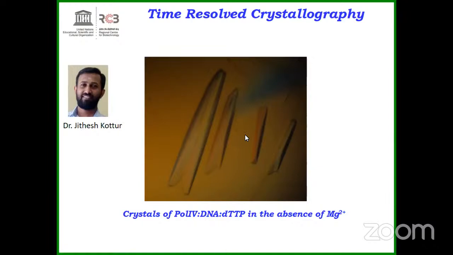So the correct incoming nucleotide is dTTP. And this was in the absence of magnesium. And then he incubated these crystals in magnesium for different amounts of time, froze the crystals, collected data, and saw all the structures.